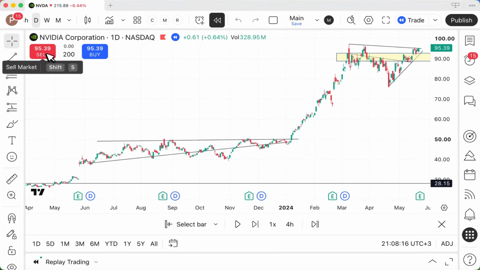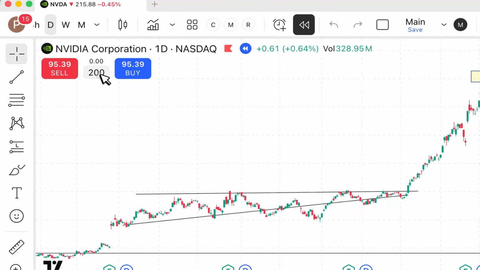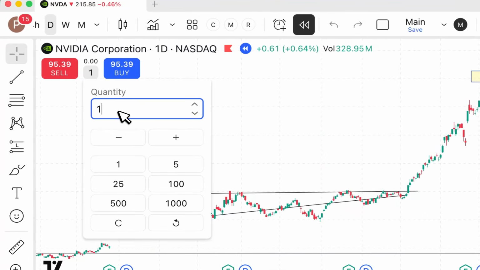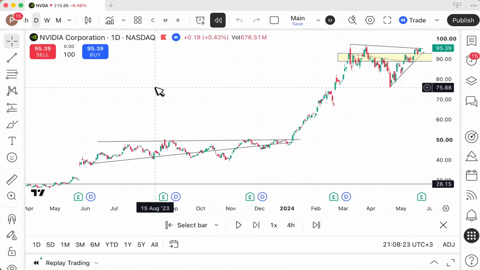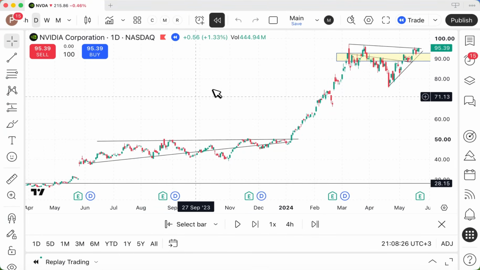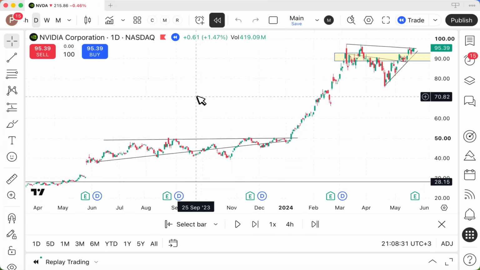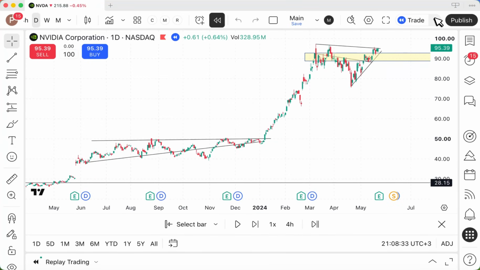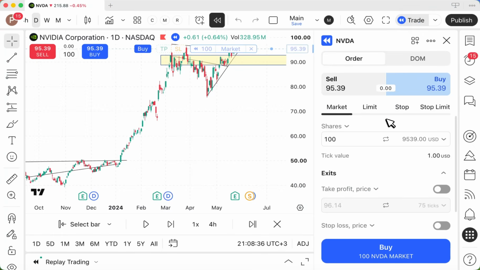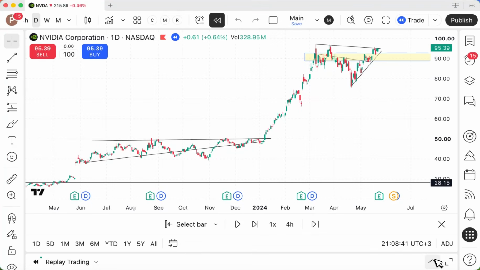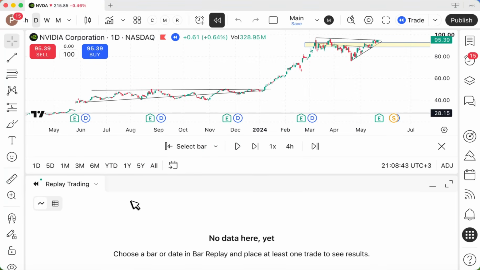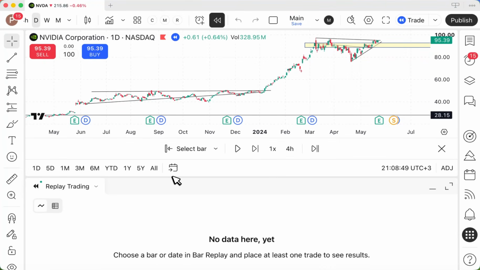You see I have sell buy enabled here, and I have 200 shares as quantity. Let's reduce it to 100. And now with a single click, we can place practice trades in bar replay mode. If you want to open the trading panel, you can just click here. Replay trading panel here. Any trades you put, all the performance metrics will be revised here.